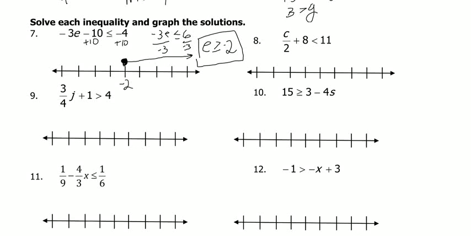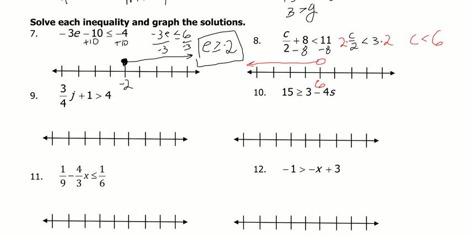Alright, on number 8, we're going to do pretty much the same thing. We're going to subtract our constant from both sides, leaving us with c over 2 less than 3. And then we're going to multiply both sides by 2, leaving us with c being less than 6. So we put our 6 in the middle with an open dot, and c is smaller, so we're going to go to the left.